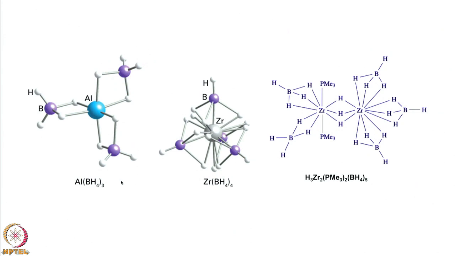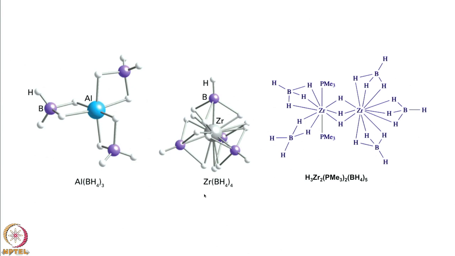These are a couple of examples of homoleptic boron hydride compounds. For example, Al(BH4)3, you can see here Al(BH4)3, in which 2 hydrogen atoms are acting as bridging, whereas 2 are terminal. So, aluminum is octahedrally surrounded by 6 hydrogen atoms.